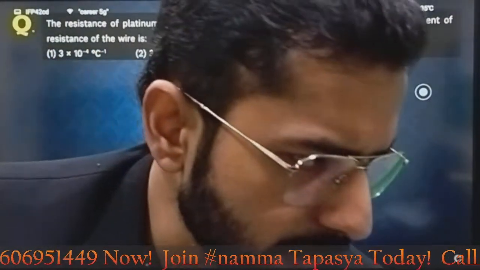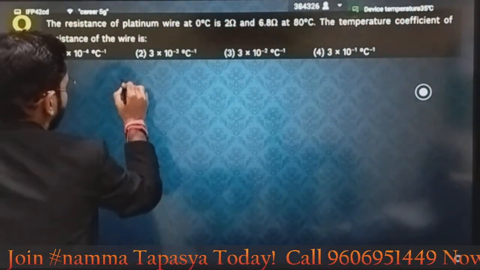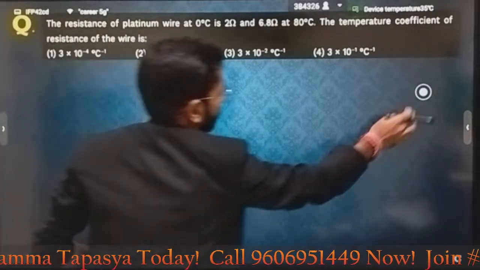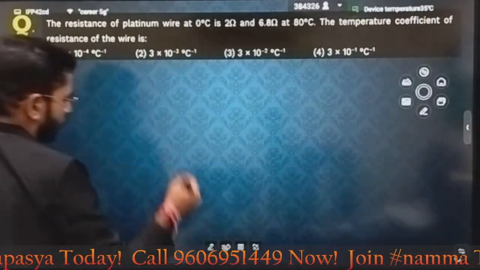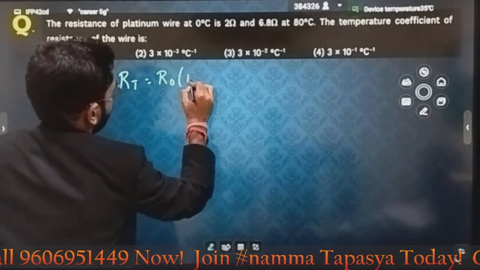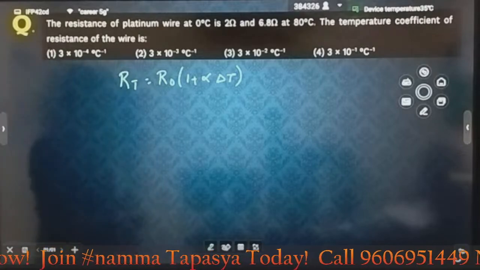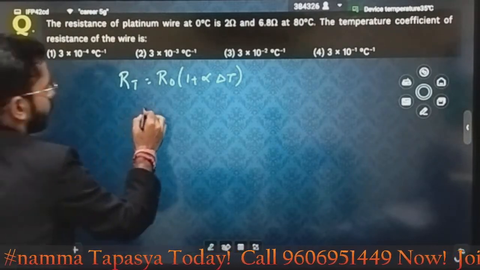Anyone remember the formula? What is that formula? The formula says R_T is equal to R_0 (1 + alpha delta T).